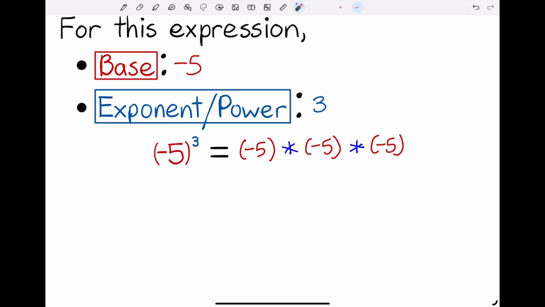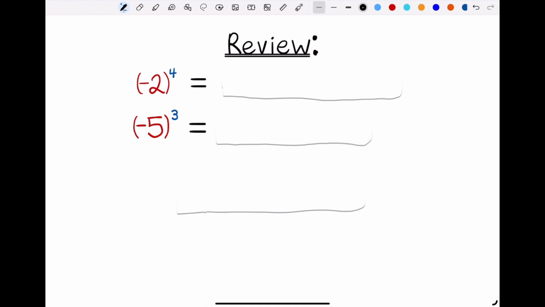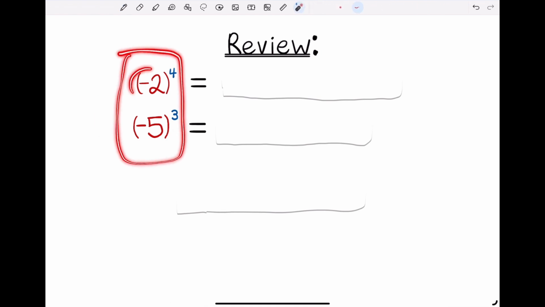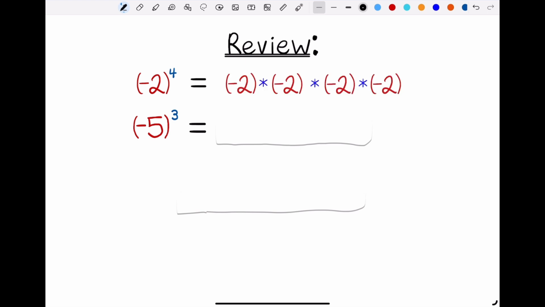And we are done. To recap this video, we expanded exponential expressions where the bases are negative numbers. So we expanded negative 2 to the fourth as multiplying 4 negative 2's together. And we expanded negative 5 to the third power as multiplying 3 negative 5's together.